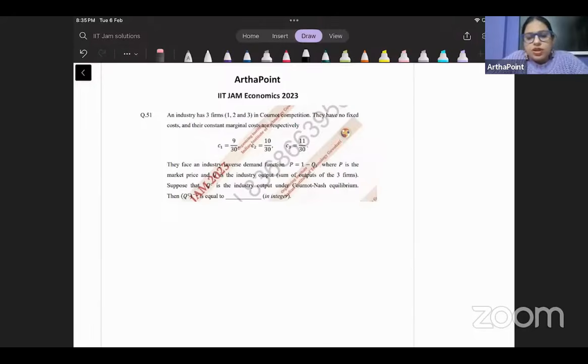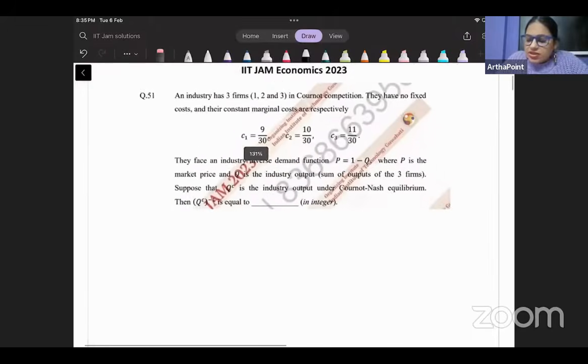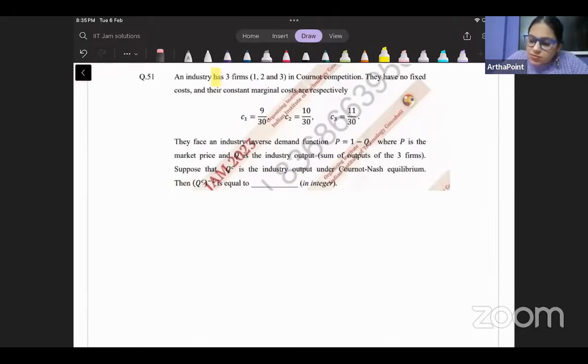Beta, read the question carefully. It says an industry has 3 firms, 1, 2, and 3 in Cournot competition. They have no fixed cost and you are given their marginal costs, C1, C2, and C3.